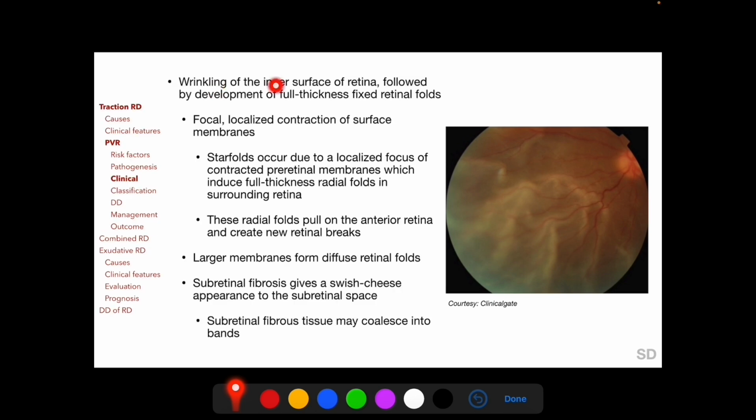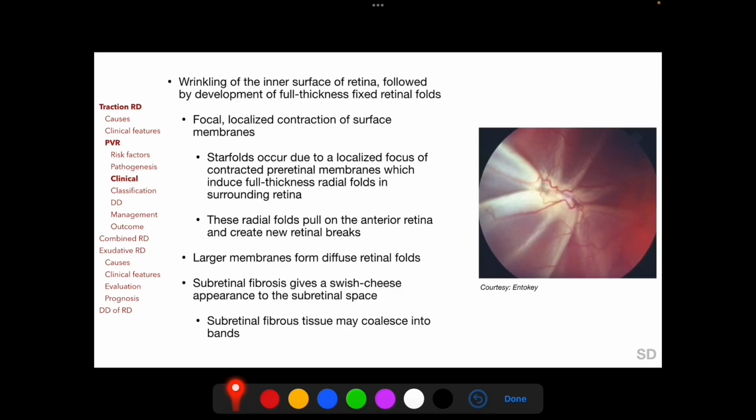Then wrinkling of the inner surface of the retina develops, as seen here in this color photograph, followed by development of full thickness fixed retinal folds, as seen here in this color photograph. Contraction of a focal and localized surface membrane leads to the development of star folds, which occur due to a localized focus of contracted preretinal membrane, which induces full thickness radial retinal folds in the surrounding retina, and these radial folds pull on the anterior retina and create new retinal breaks.